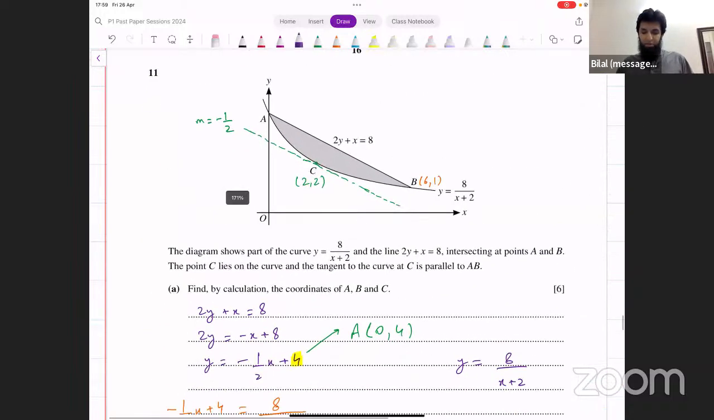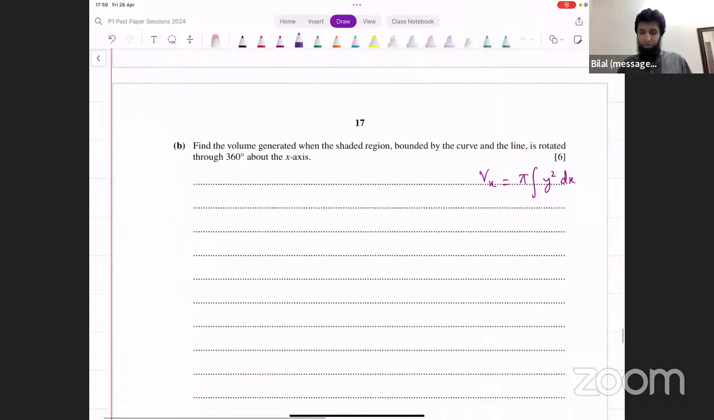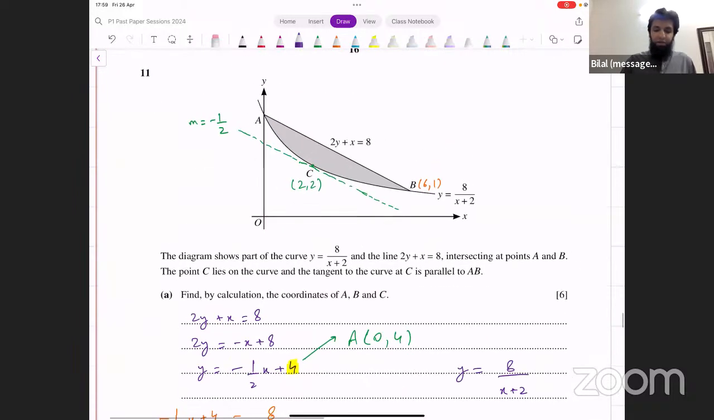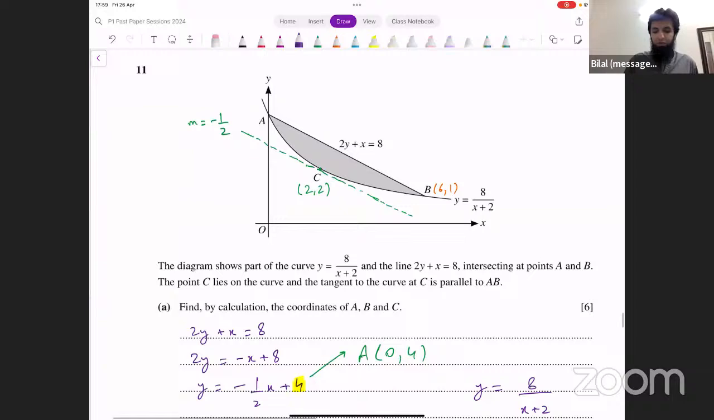Now, let's look at this. This shaded part needs to be rotated about the x-axis. Do we have the limits for x? Yes, we do now, because this point is 0. That's the origin. And point B, the x coordinate of this point is 6. So the limits are going to be from 0 to 6.